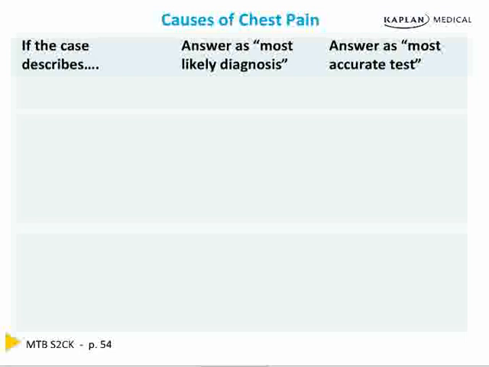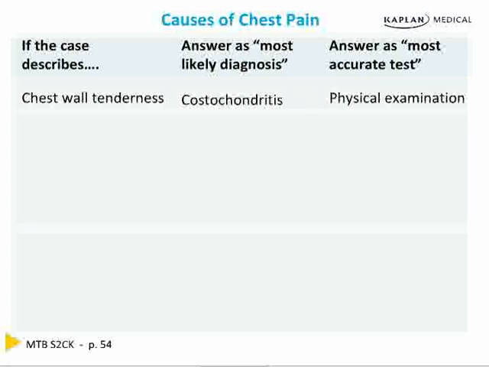In cardiology, not only physical findings, but the question, what's the most likely diagnosis and most accurate test, are critically important. So if the case describes chest wall tenderness, your answer for the most likely diagnosis is costochondritis, also known as Tietze syndrome, or simply musculoskeletal pain. The most accurate test is, well, there is no real test except the physical examination.